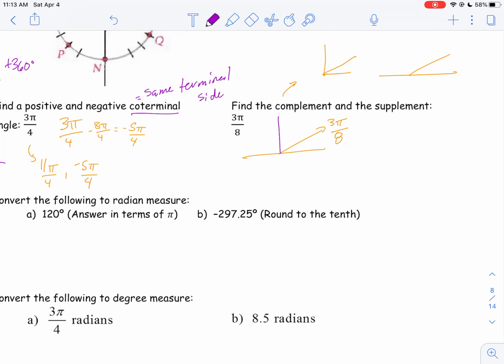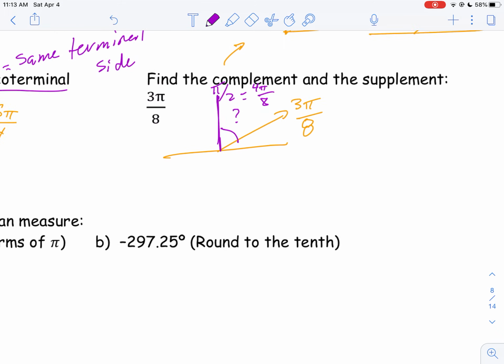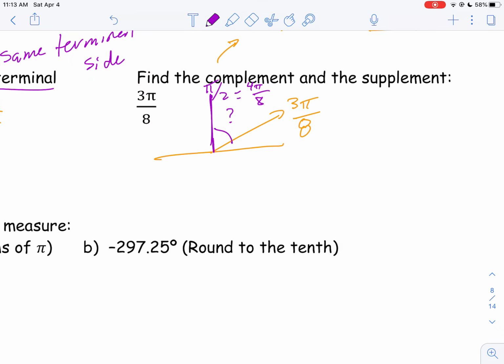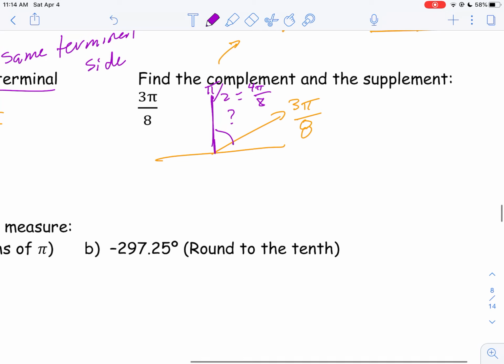Complement. I need to find the complement. So if it's going to make a corner, this is pi over 2. What is this angle here? Well, if I think of pi over 2 with common denominator 8, I need to multiply the top by 4. Gives me 4 pi over 8. So I just need to subtract now. 4 pi over 8 minus 3 pi over 8 is pi over 8. So the complement is pi over 8.